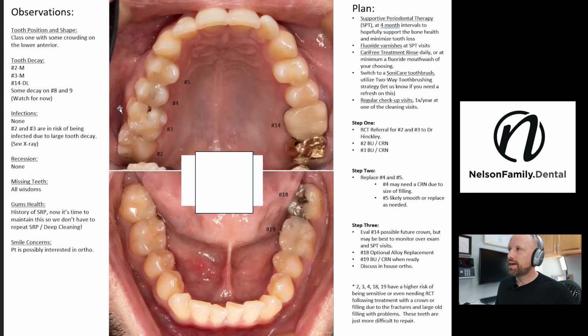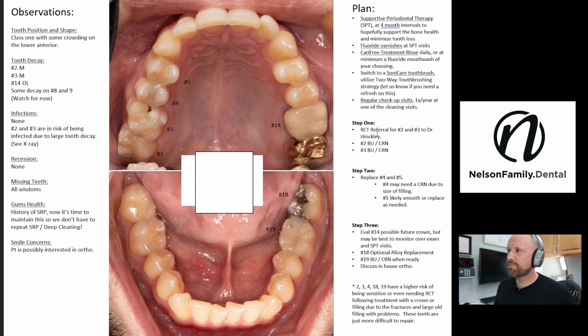Okay, so I'm also recommending regular checkup visits one time a year during one of the cleaning visits. So usually if they're coming in two to three times a year, I'm going to come in at one of those visits and do a checkup and look at x-rays.